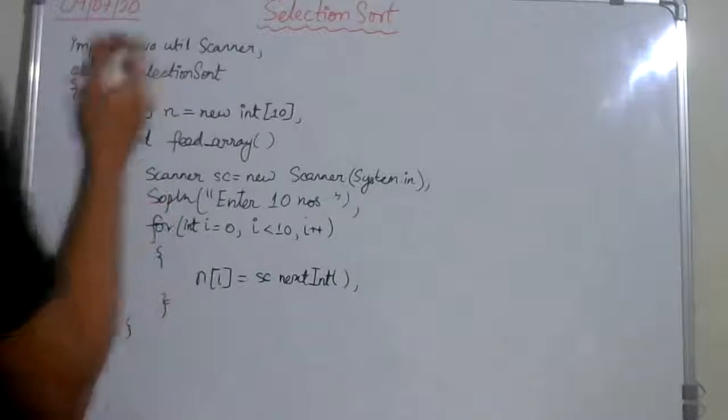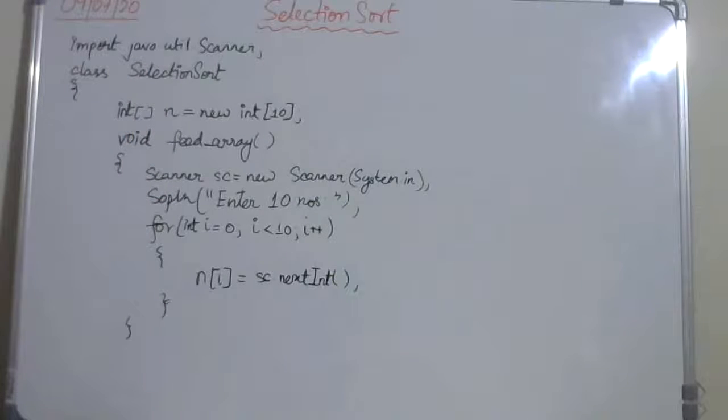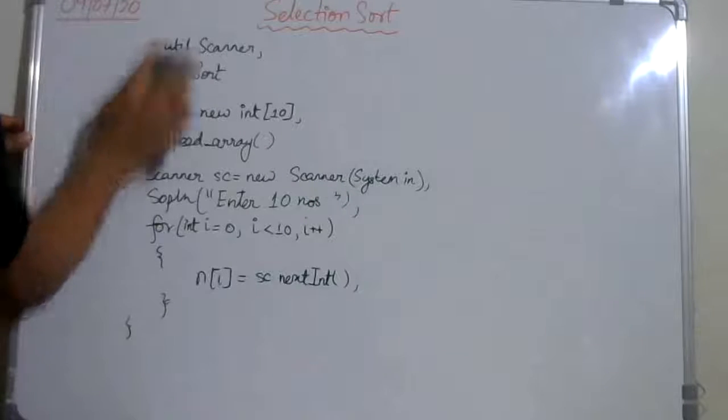That's the end of the void feed_array method. It's pretty much the same feed_array method that we used in linear search. So I hope you have finished copying it down up till here. I'll be rubbing this whole thing off, and we will move on to the next function, which is to display the elements in the array. So let me rub this off.